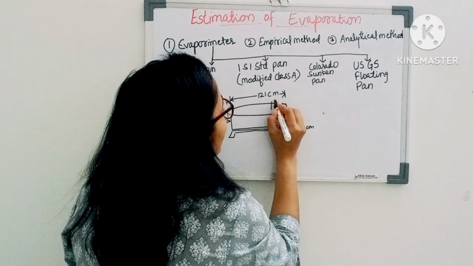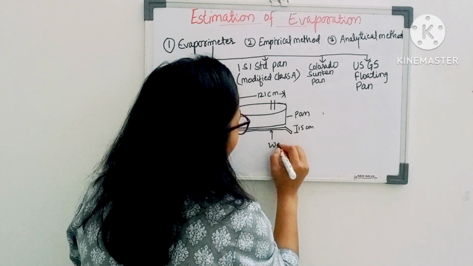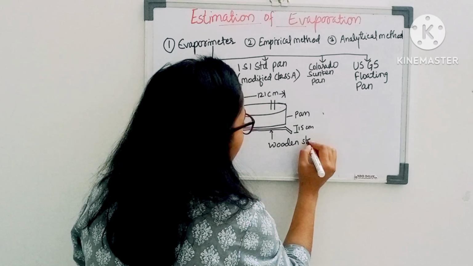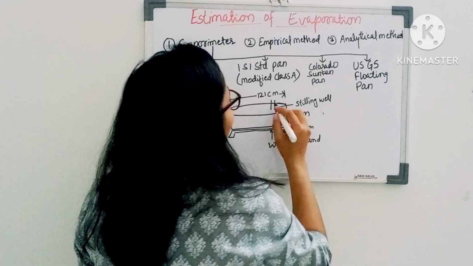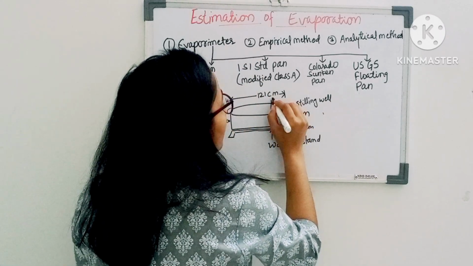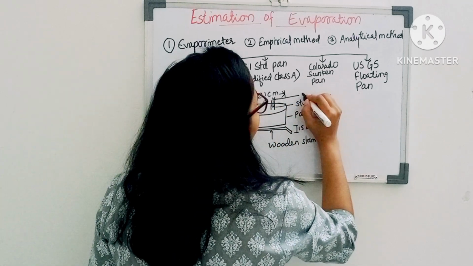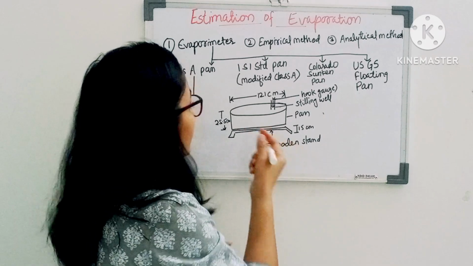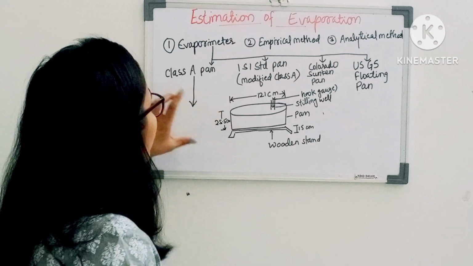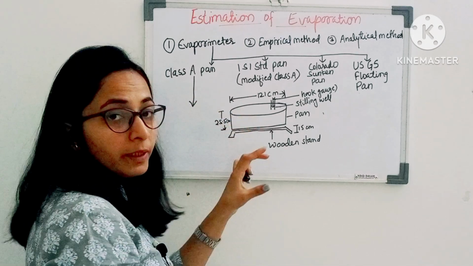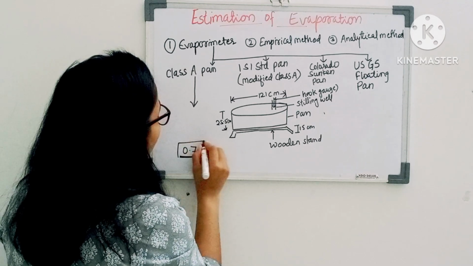Here there will be a stilling basin. This is the pan. This one is the wooden stand. This one is the stilling well, and inside the stilling well we provide a hook gauge to measure the level of water. In the pan, always maintain 16 to 18 centimeter of water, and the coefficient for this class A pan evaporimeter is 0.7. Later we will discuss what the pan coefficient is.